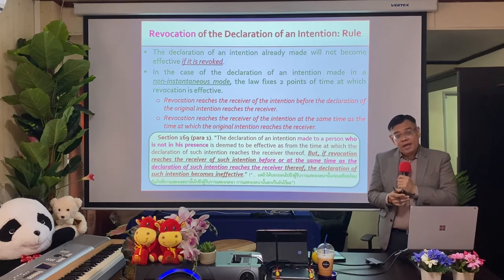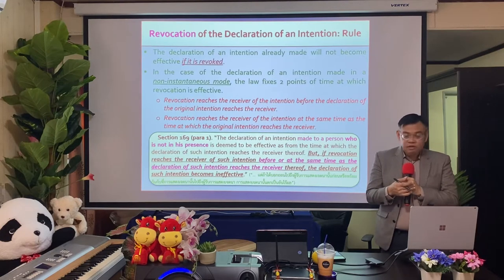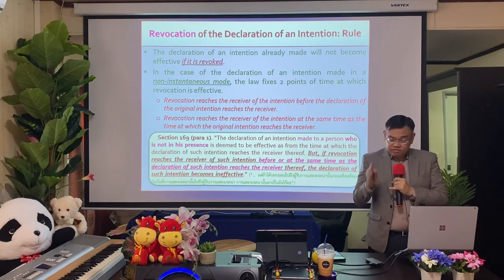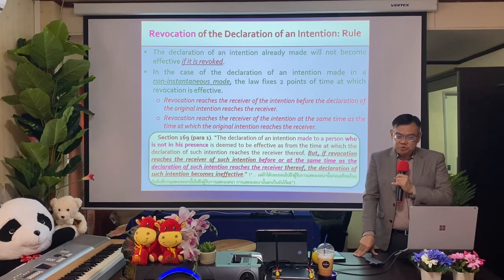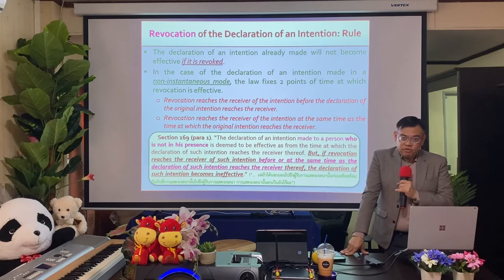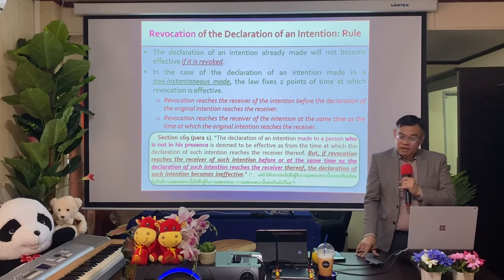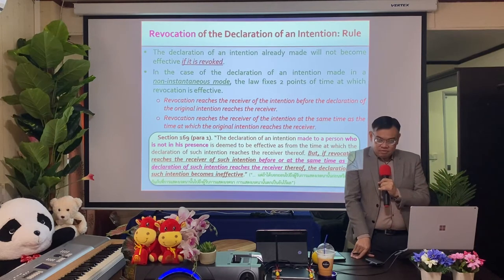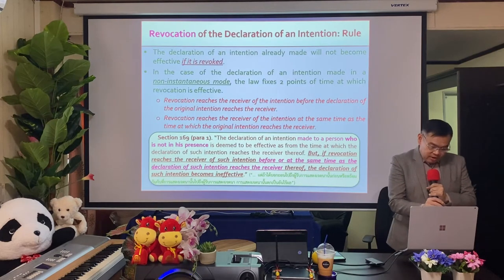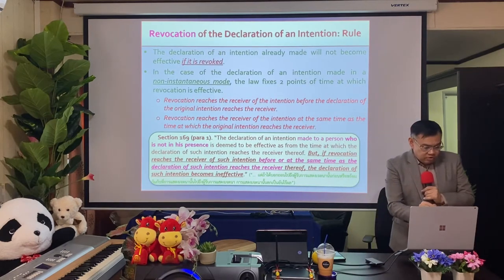When somebody has declared his intention, the question arises as to whether or not he can put an end to that declaration of an intention, whether or not he can make that declaration ineffective. The answer is yes, he can do so. He can put an end to the declaration of his intention by way of revoking that declaration of an intention. How to revoke? How to revoke the declaration of an intention?